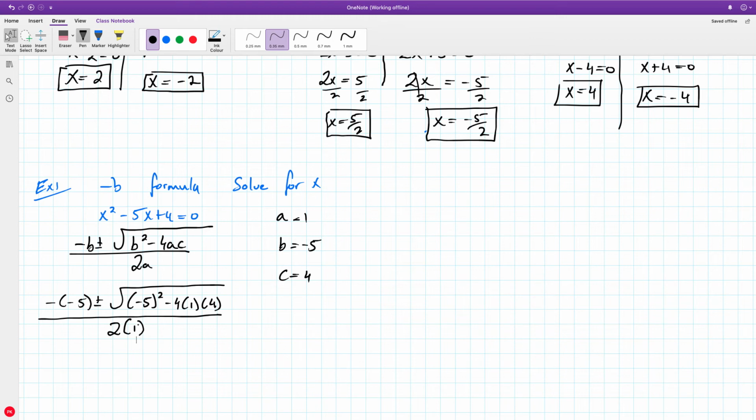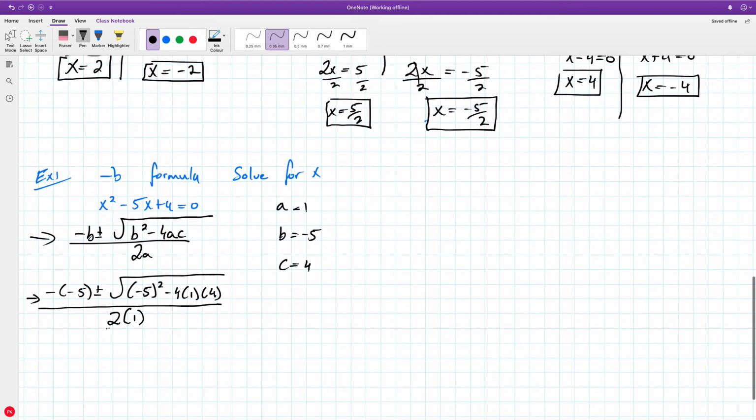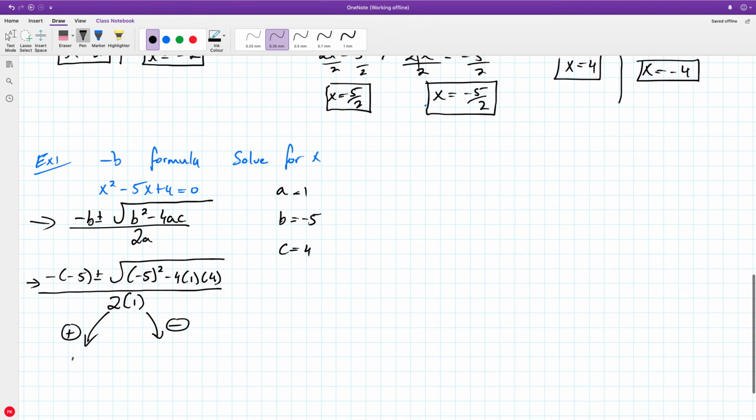Check back up, change the plus to minus and see what you get. Yep, and then your answer. So literally, you must put these in. You must put your A, B, C. You must include this. And out the bottom of this, you put plus and you put minus. Is that alright? And for the plus answer, we got 4, and the minus answer we got 1. And there are your two answers. X is equal to.